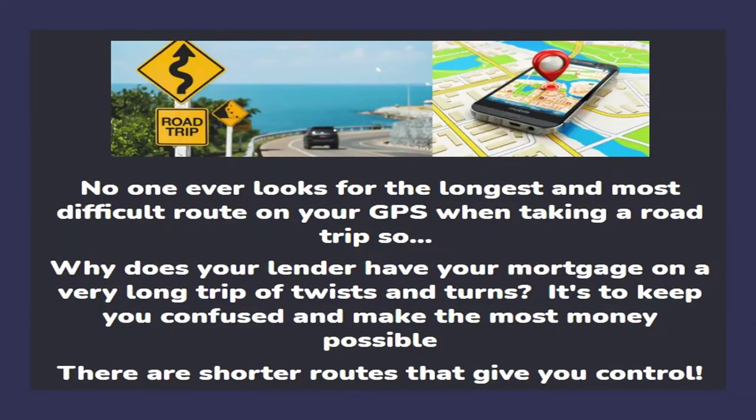What we need to realize is destination A, destination B, whether they be physical locations or monetary locations, there's different routes, and there are shorter routes that will give you control.